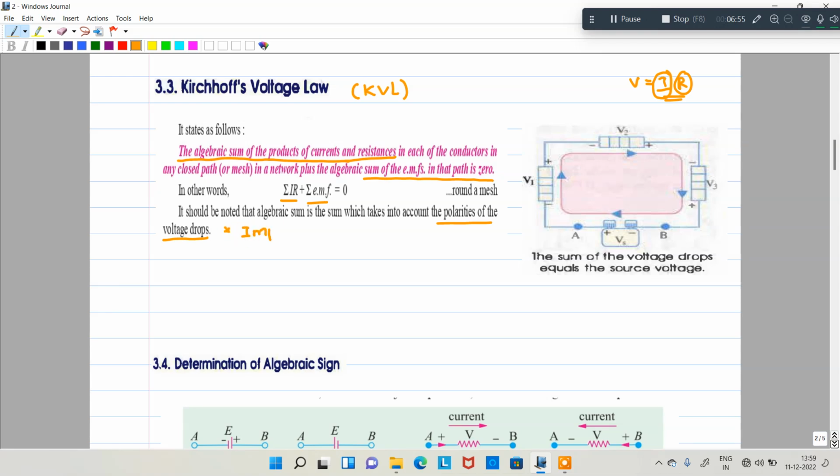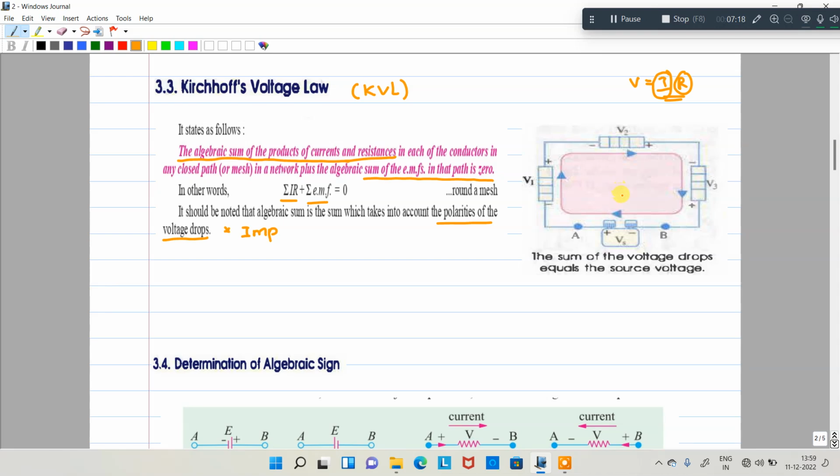While you are taking the summation, it is not to be a direct summation. Based on the polarities of the EMFs, you need to take polarities into consideration. The EMF polarity or the resistance polarity, based on the current direction, you need to choose that. So that is a condition to apply Kirchhoff's voltage law.